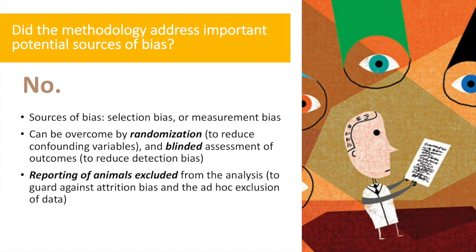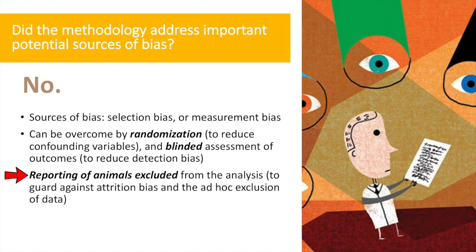Did the methodology address important potential sources of bias? The answer is no, because we have different types of biases. We have selection bias, measurement bias. Now, if we have a randomization in an article, this reduces the confounding variables. And if we have a blinded randomization, then the blinding reduces the detection bias, both of which randomization and blinding were not carried out in this research.